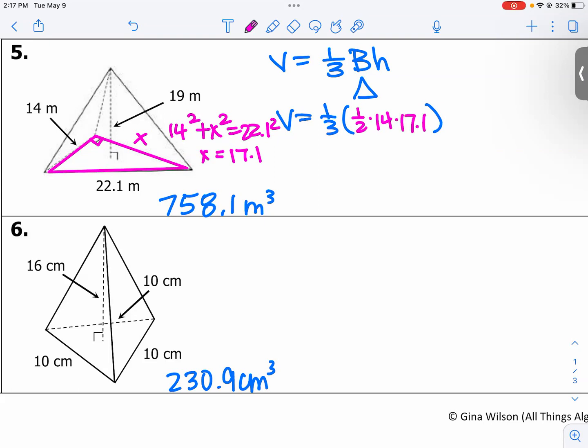Okay with that, Ben? Yeah, I just messed up. Okay. And then our height is 19. So that's how we get that answer right there.